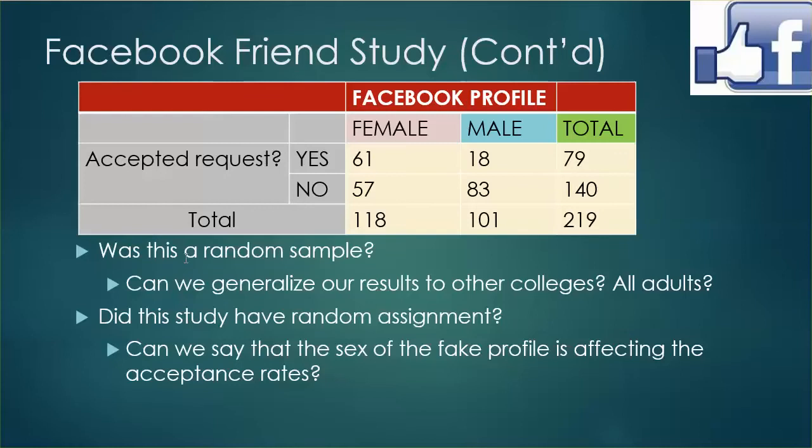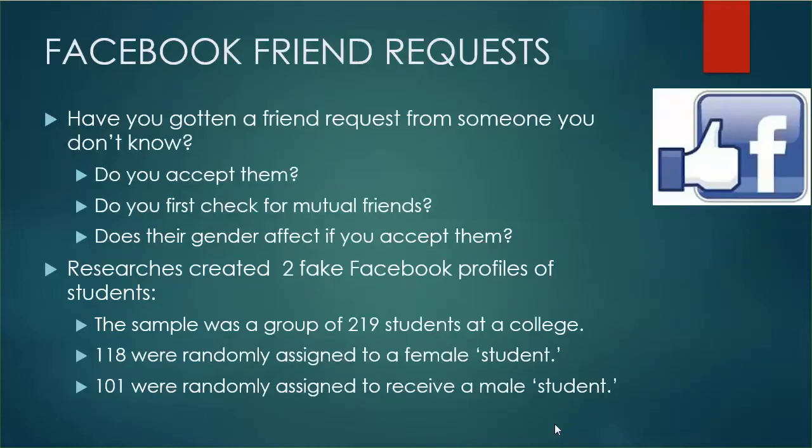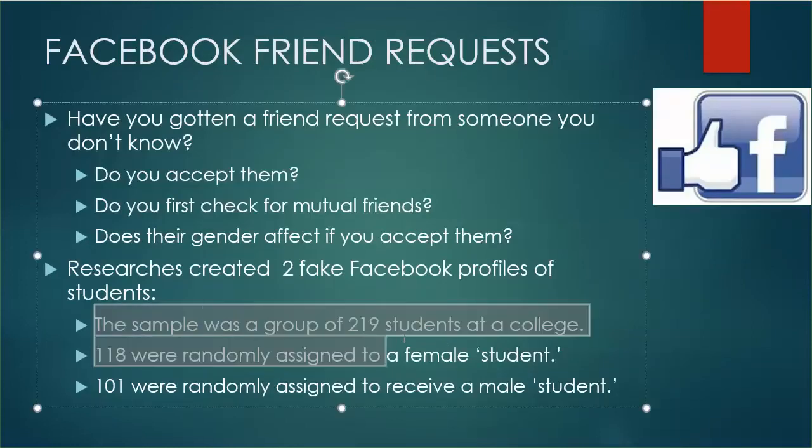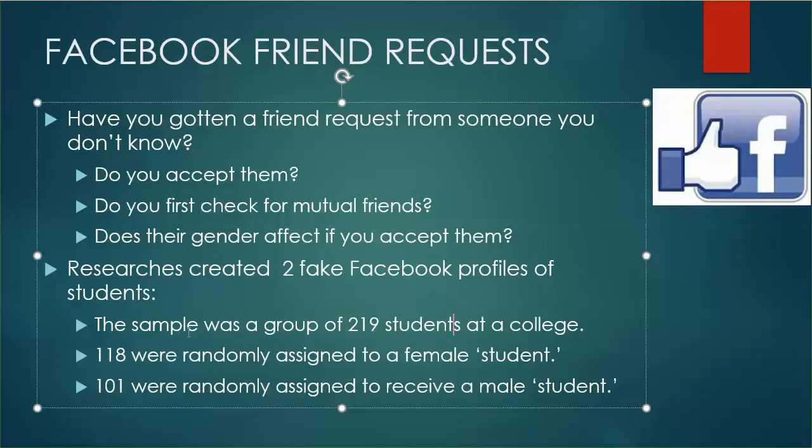Now the next thing you might want to know is, was the study random or was it a random sample? Well, the students themselves, it doesn't say it was a random sample of students. So we might have a problem with generalization here because maybe they just picked 219 football players or something like that. And so maybe those students aren't representative of all students at the college. But if this were a random sample or a representative sample of the students at a college, then we'd probably feel pretty good about that.